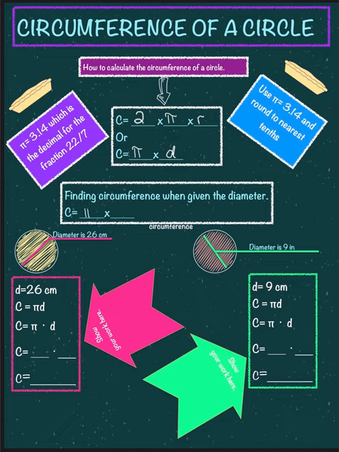So we're going to look at finding circumference when given the diameter, and we use d for diameter, and the formula is c equals pi times d, the diameter. So the first problem, we have the diameter as 26. So we're going to write circumference equals pi, which is 3.14, times 26.